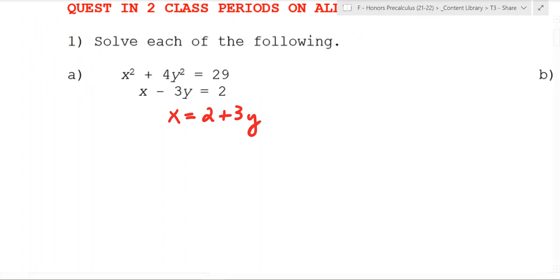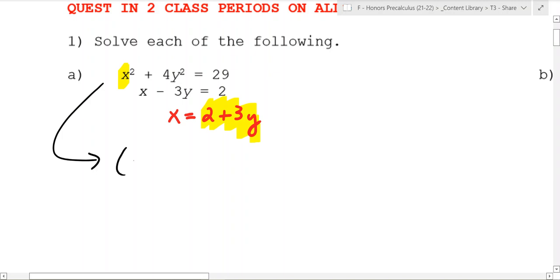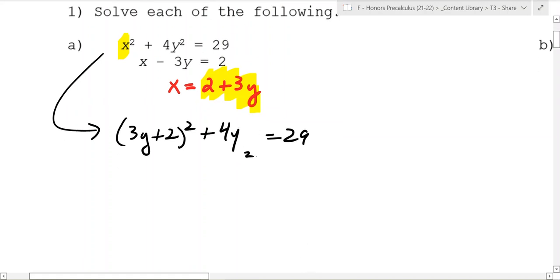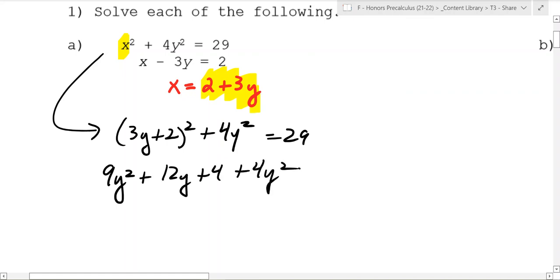We're then going to take 2 plus 3y and substitute that in for x up here, leaving us with, and I'll rearrange it like this, (3y plus 2) squared plus 4y squared is equal to 29. Now I'm going to multiply this out. When you do, you end up with 9y squared plus 12y plus 4 plus 4y squared is equal to 29. And this is just a quadratic.